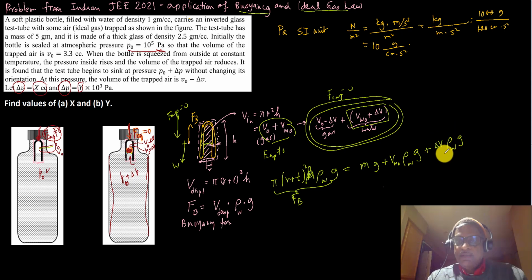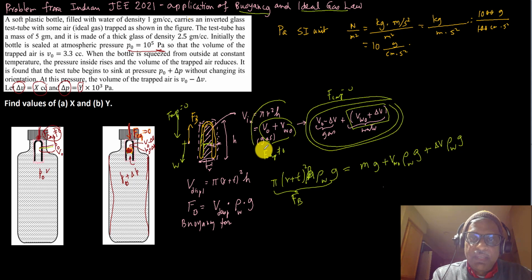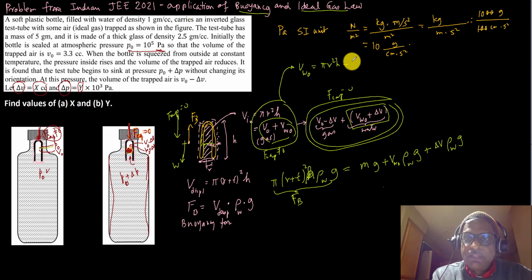Okay, so what is VW0? From here we can get VW0 will be pi r square h minus V0.